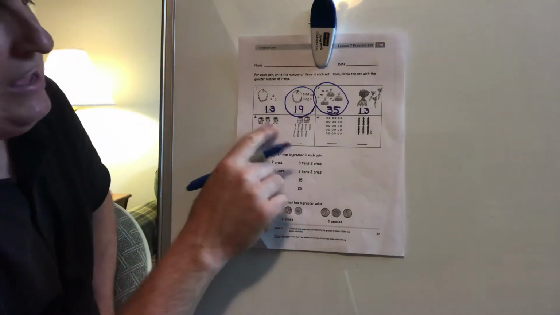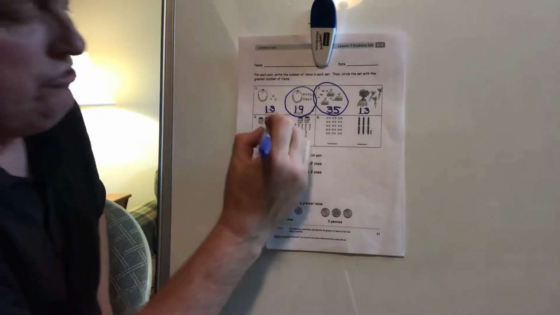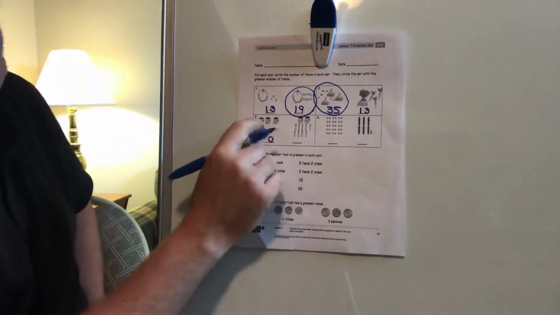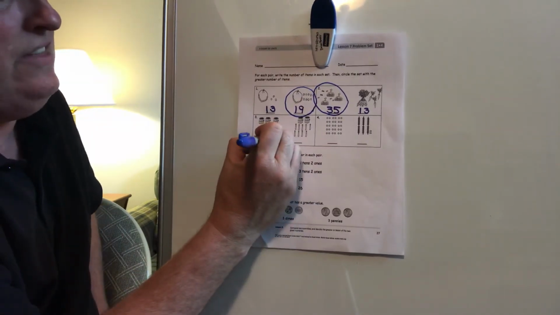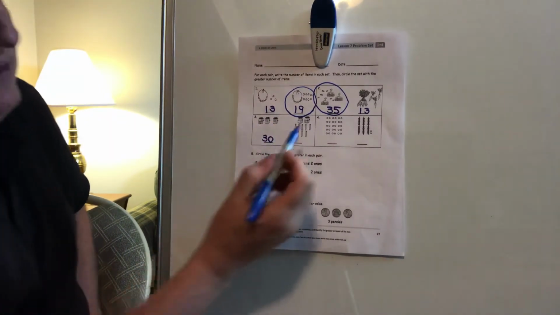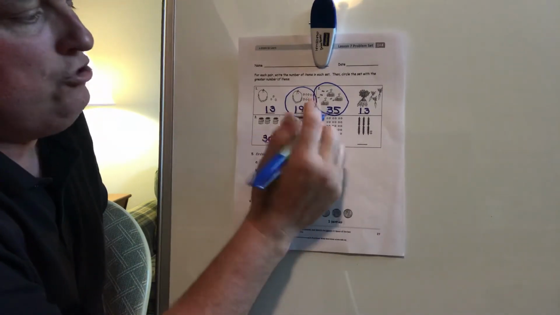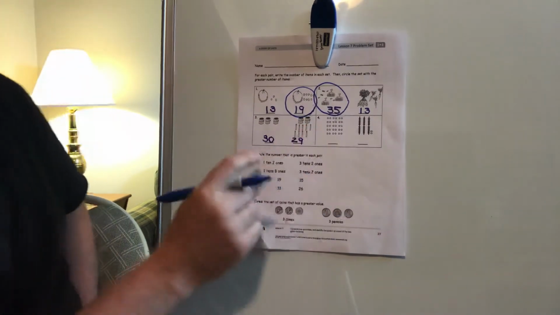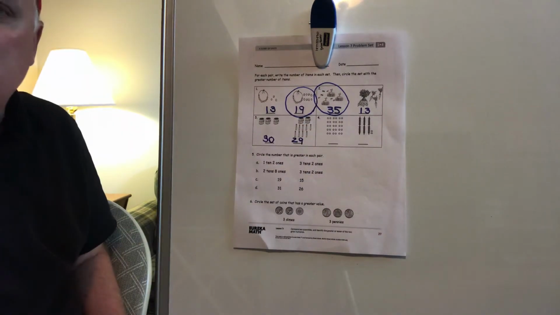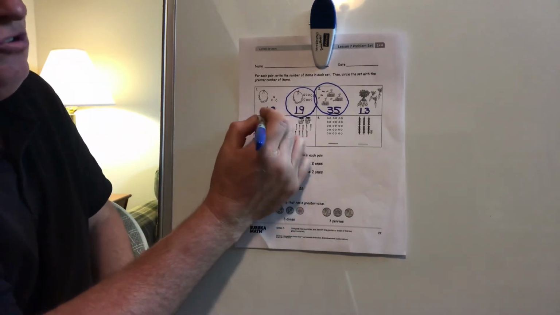Down here, I don't see any loose sticks, so I'm going to put a 0 in the ones place and a 3 in the tens place. Over here, I'm going to count the loose ones, and there's 9 of them. And I have 2 bundles of 10. 30 or 29. Which is bigger, boys and girls? Well, it's the 30. So we circle the 30.